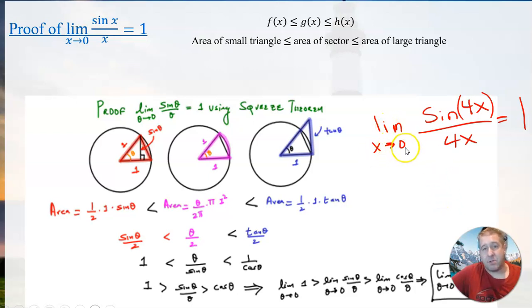So the limit as x approaches 0, as the angle approaches 0, because you can't find the area of something at 0, of course, but as it's approaching a height of 0, then it's always going to equal an answer of 1. And it does not actually matter. It could be sine of x over x. It could be sine of 4x over 4x. It could be sine of 2x over 2x. As long as the argument is the same as the denominator, this will always be true.